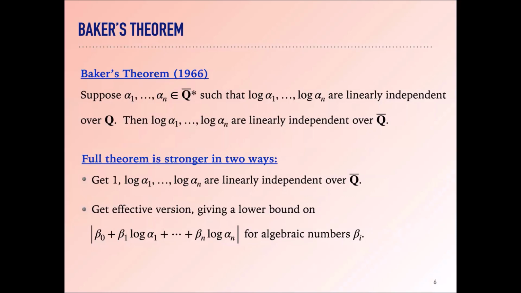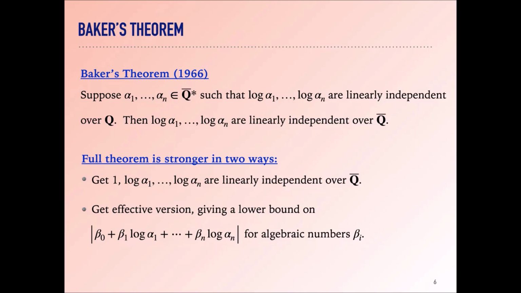Okay, so this is restating Baker's theorem. If I have algebraic numbers whose logarithms are linearly independent over Q, then they're actually linearly independent over Q bar. I should mention that Baker's theorem is actually stronger in 2 ways. One is that you can throw 1 into the set of numbers that are linearly independent. If you have logarithms that are linearly independent over Q, then in fact their logarithms together with the number 1 are linearly independent over Q bar. That's useful for some applications.